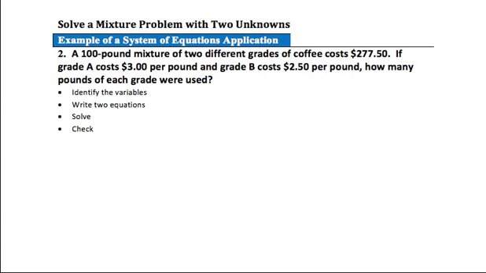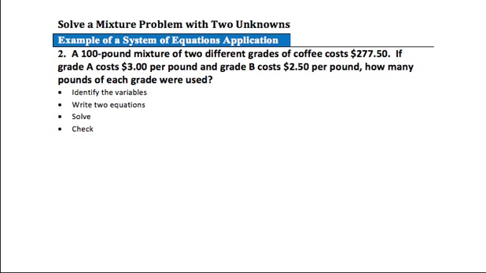Okay, example 2: a 100-pound mixture of two different grades of coffee costs $277.50. If grade A costs $3 per pound and grade B costs $2.50 per pound, how many pounds of each grade were used?